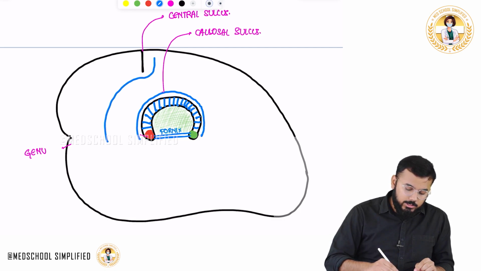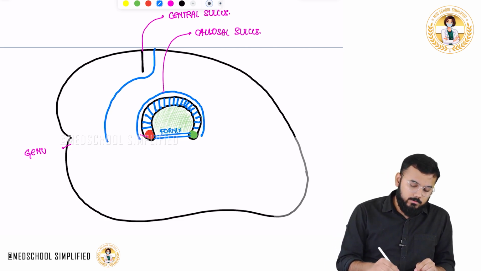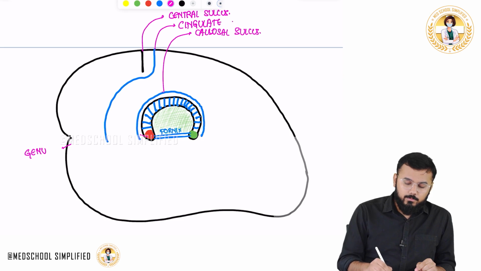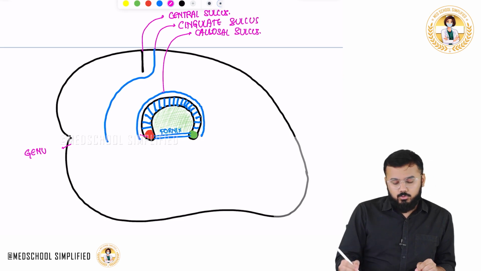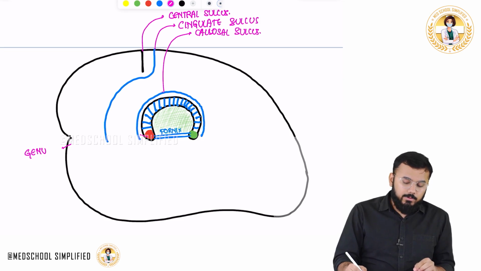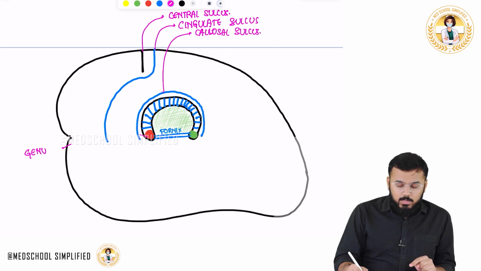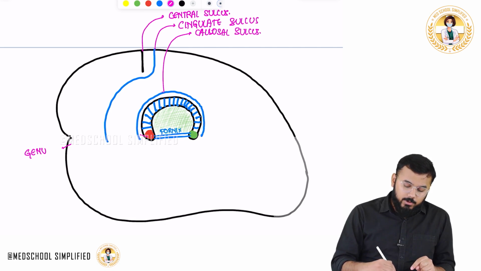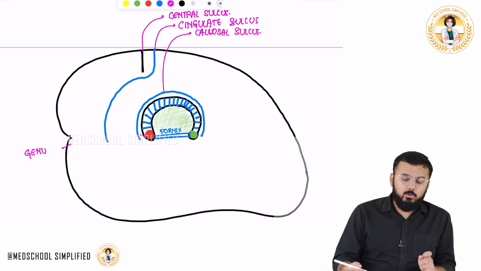Just above the callosal sulcus over here, you have got another sulcus that is going all the way and reaching onto the top. This sulcus over here is called the cingulate sulcus. So far we have discussed three sulci. One is the central sulcus. Then all the way covering your corpus callosum, you have got the cingulate sulcus, and from the genu all the way till the splenium, you see a half moon shaped sulcus. This is called the callosal sulcus.